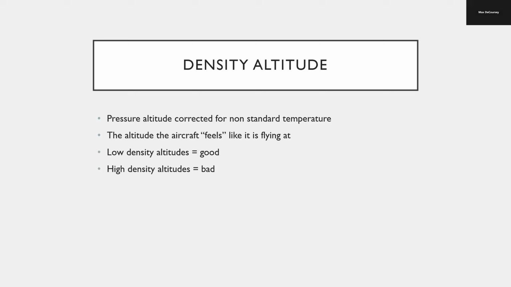Then we have the density altitude. The density altitude is the pressure altitude corrected for non-standard temperature. So this is the altitude that the aircraft feels like it is flying at. When we have a low density altitude, that's a good thing. When you have a high density altitude, that's a bad thing.